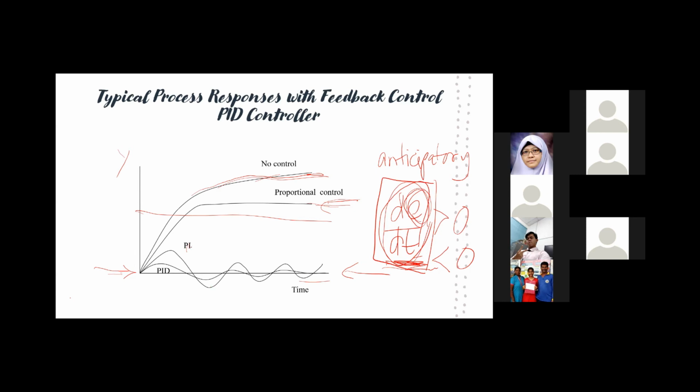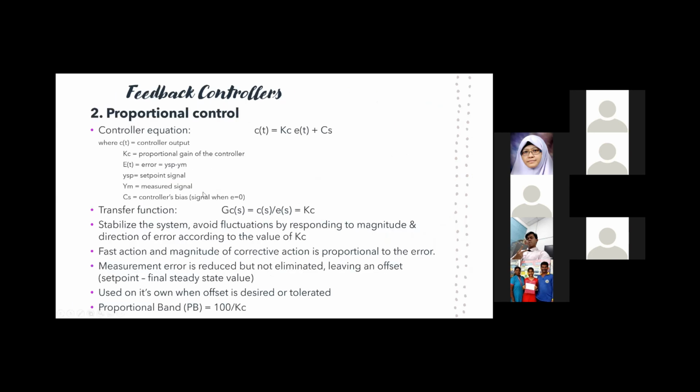But the integral part is very good in eliminating offset. However, it will keep growing and growing and growing because it's the area underneath the curve. So because it keeps growing, it takes time for the value to go down. That is why you have this oscillation. So that's the effect of using the integral and the derivatives, when you are integrating the error or when you're taking a derivative of the error.